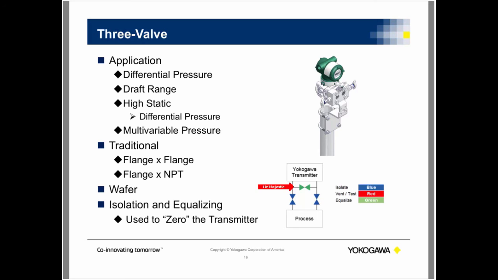Now, you can also use this to check your span calibration. So what you're going to do is close both of these block valves, open the manifold equalizer valve, which is right there, then observe and correct the zero.